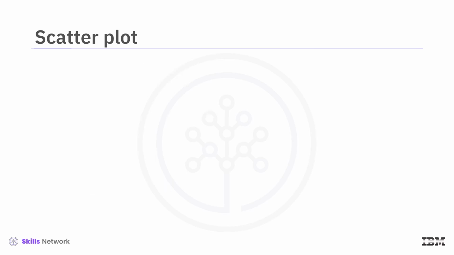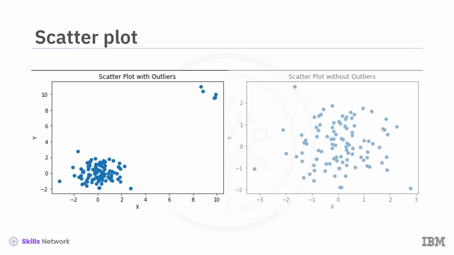Outliers significantly impact interpretation, requiring consideration of their inclusion or exclusion. On the screen, the data is plotted with and without outliers. With outliers, it shows two clusters, but removing outliers makes the remaining data more visible. Proper outlier handling enhances accuracy and meaningful insights in scatter plots.